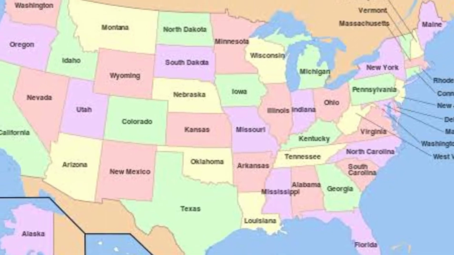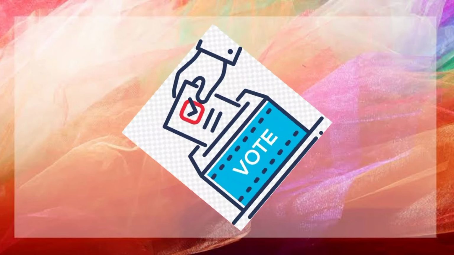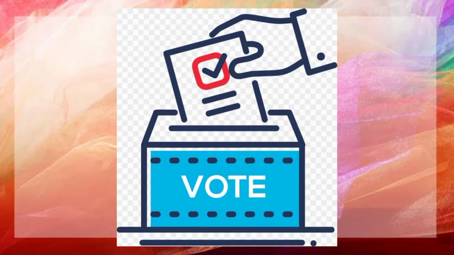They have an indivisible union of 50 sovereign states. It is a democracy because people govern themselves. It is representative because people choose elected officials by free and secret ballot.